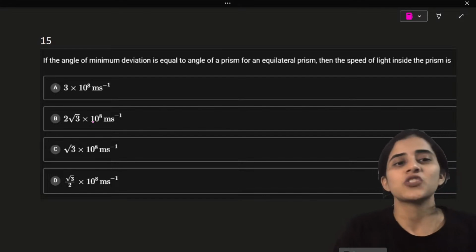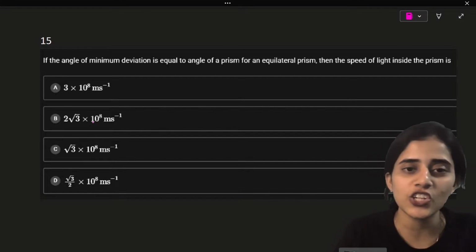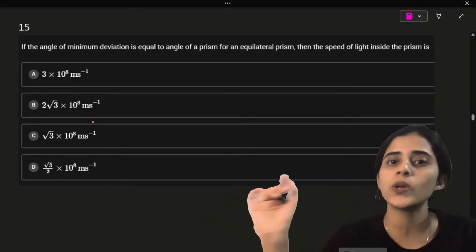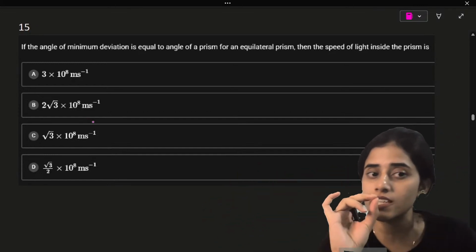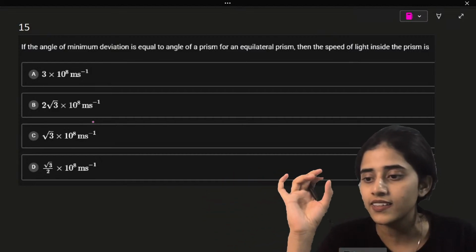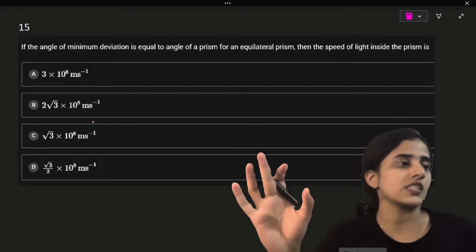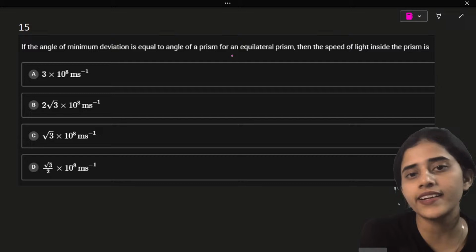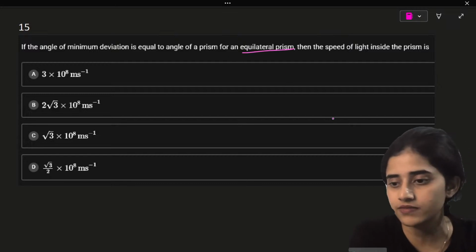So if the angle of minimum deviation is equal to the angle of the prism for an equilateral prism, that word is important, equilateral prism, then the speed of light inside the prism is... Quickly, students. So why did I say equilateral prism?